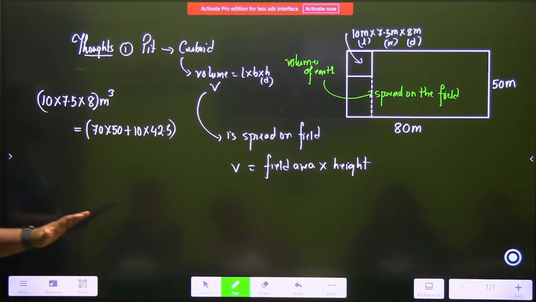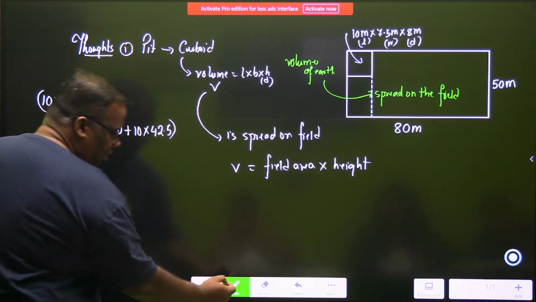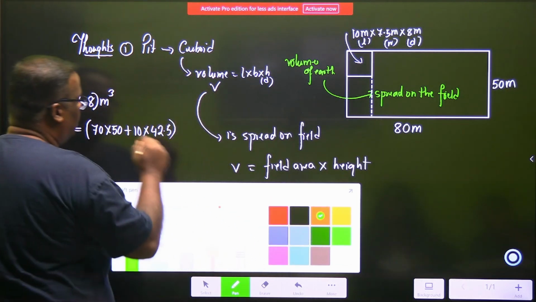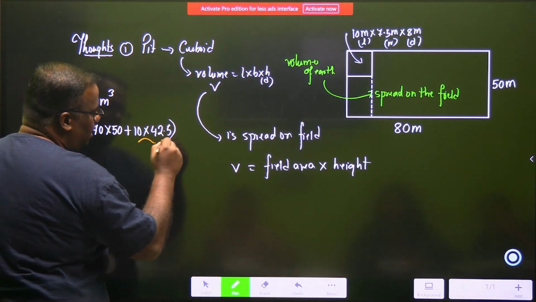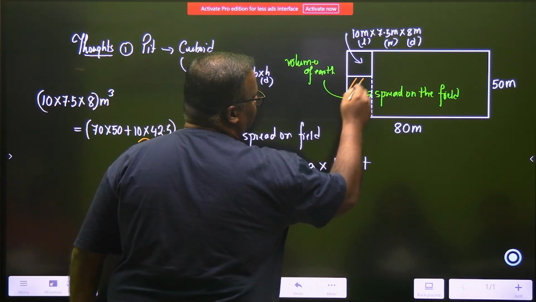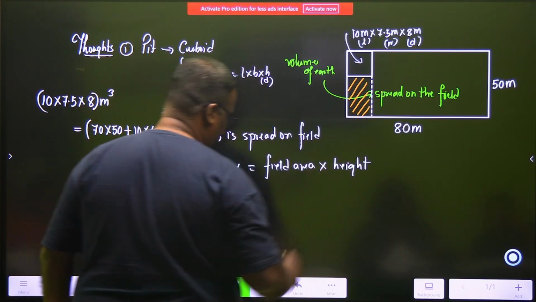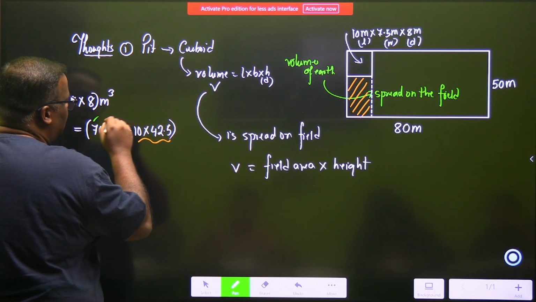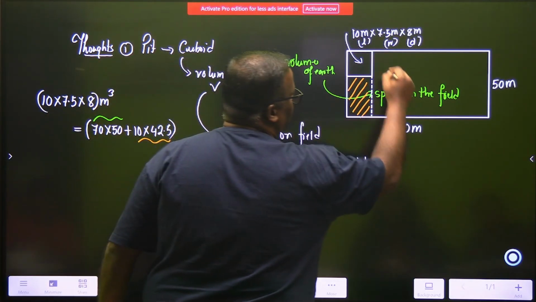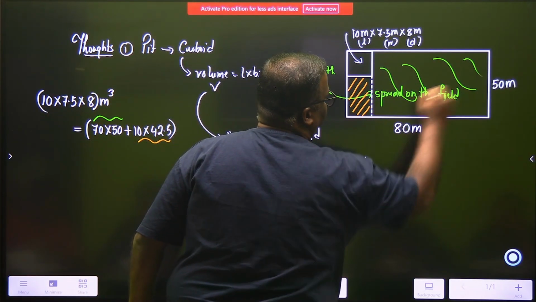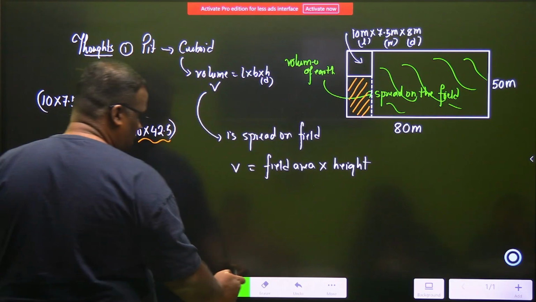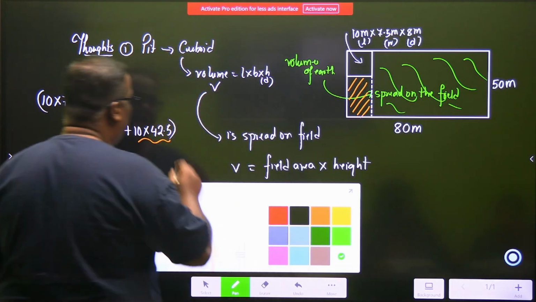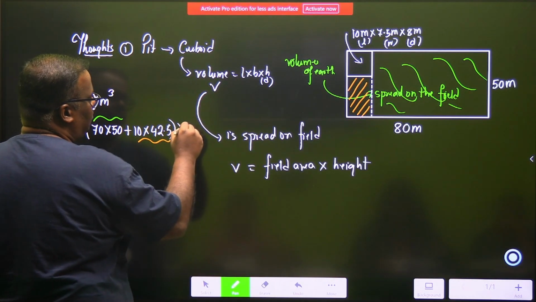Did you understand? If you have any confusion, beta, this area is this area. Okay? And first understand the problem. This area is this area. Right? Now this has to be multiplied with the height. The h.